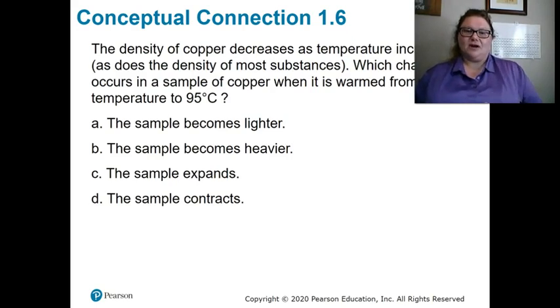So what do you think would happen if the density decreases as temperature increases and we increase the temperature? What will happen to our sample of copper? Take a second, look at the choices, we'll see how you did.